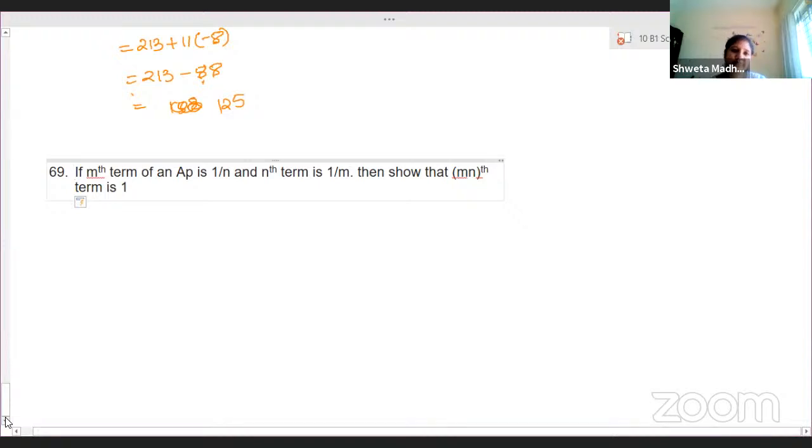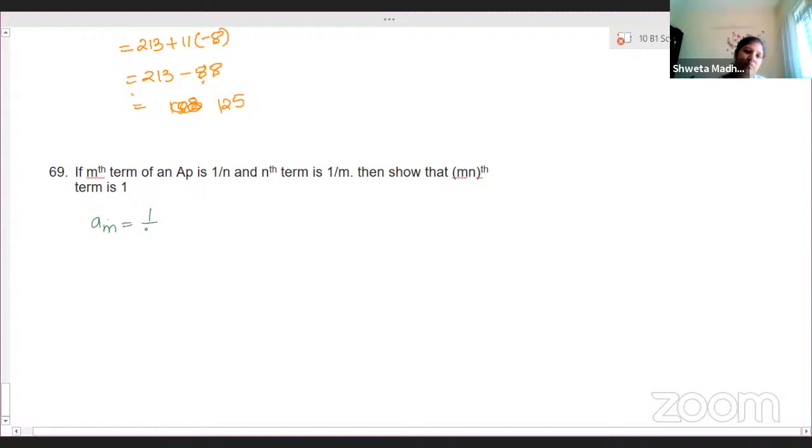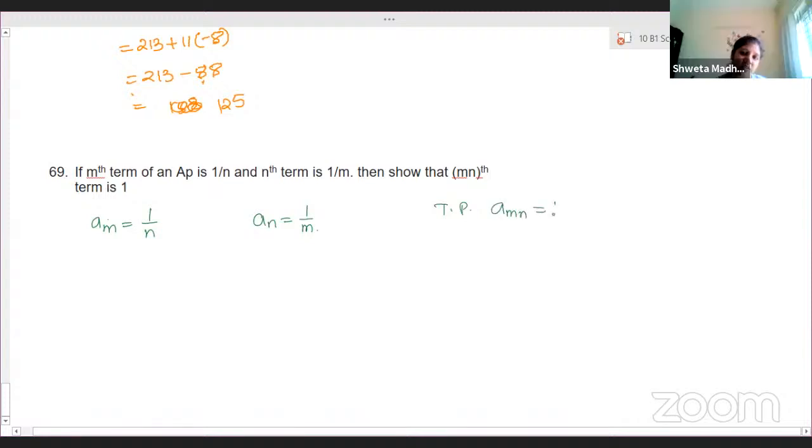So first thing, the mth term of an AP is 1 by n. So mth term means AM is equal to 1 by n, right? And the nth term, AN, is equal to 1 by m. And what we have to prove? M into nth term is 1, right? So first start with the given things.